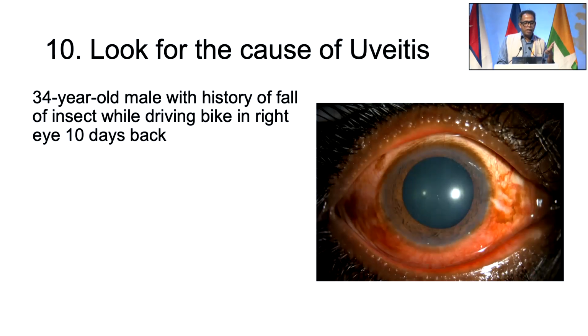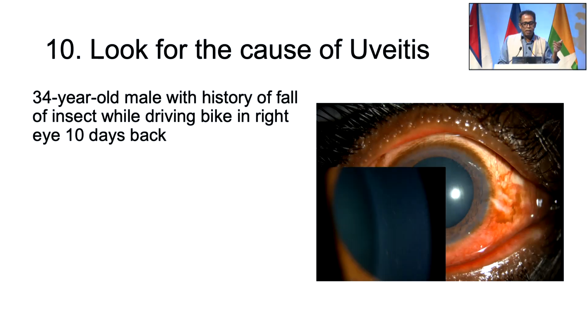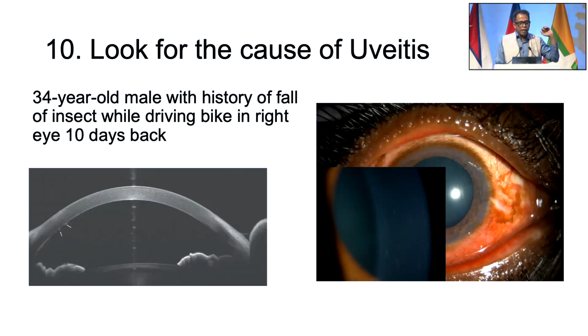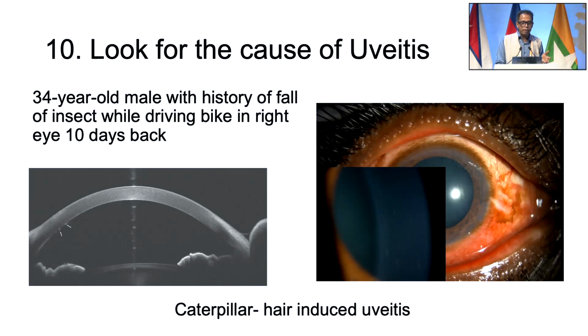Now, coming to my last point, look for the cause of that uveitis. You have to always remember that there can be something different in the anterior chamber. You see here, this is a history of injury with an insect while driving a bike, and following that he developed anterior uveitis. And you see here, I don't know whether the picture is clear or not, you can see some caterpillar hair here, and you can see that hyper-reflective spot. So these are basically caterpillar hair-induced anterior uveitis, and it has to be picked up early.